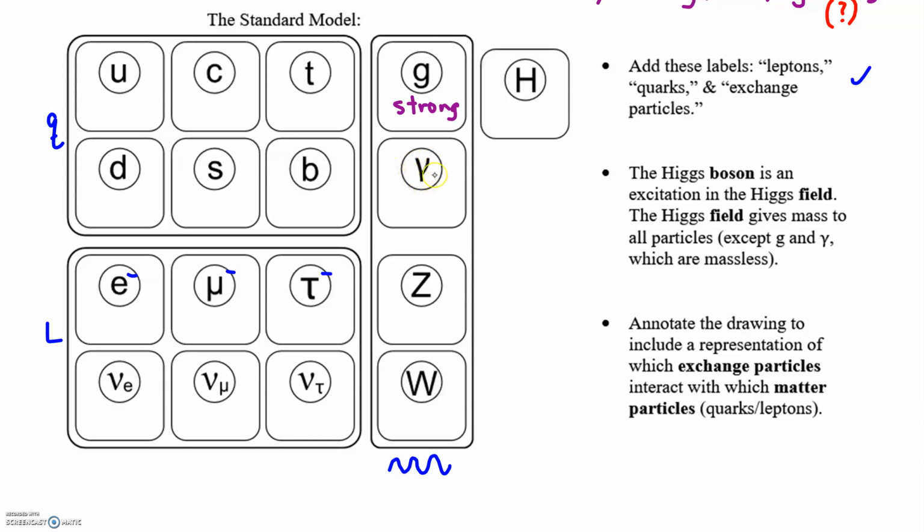This is a gamma symbol. Normally we use it for gamma photons, and we're just going to use it as the generic symbol for a photon at all. And photons, what do they mediate? The electromagnetic force, or the electromagnetic interaction. Z bosons and W bosons, they both mediate the weak nuclear force.